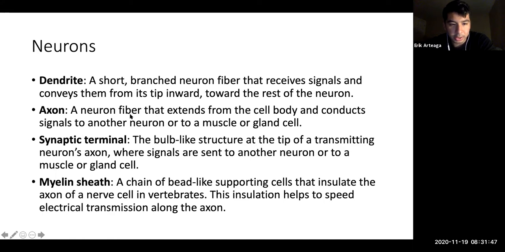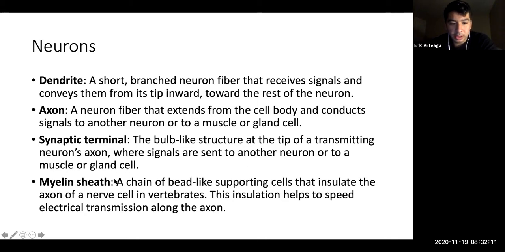Okay, so an axon is a neural fiber that extends from the cell body and conducts signals to another neuron or a muscle or a gland cell. Synaptic terminal is a bulb-like structure at the tip of the transmitting neuron's axon, where signals are sent to another neuron or to a muscle or gland cell.